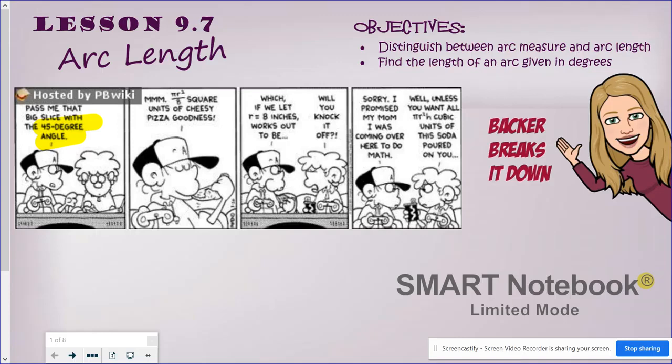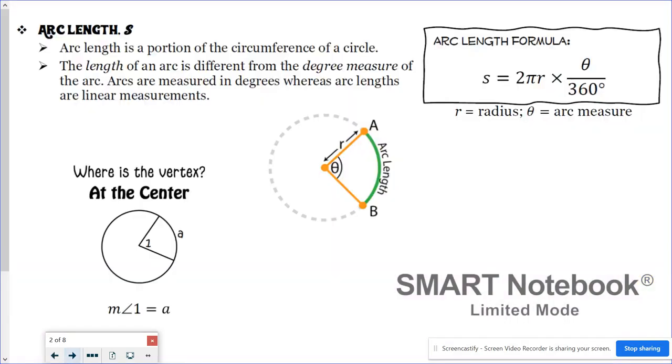Like in this scenario, they're talking pizza, and we know the radius of the pizza is 8 inches. So the arc length of the pizza would be like the outer crust of the pizza. How much outer crust is there? Well, as you know, if you go completely around a circle, that's called circumference. So arc length is simply a portion of the circumference of the circle.